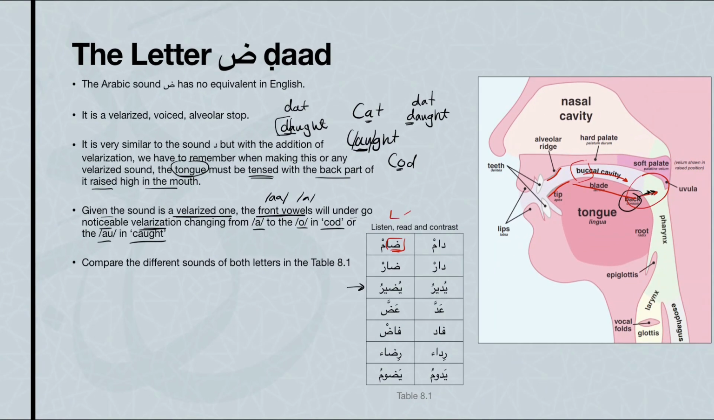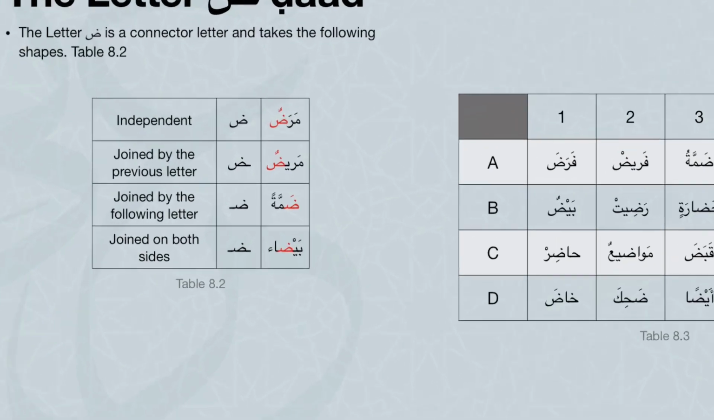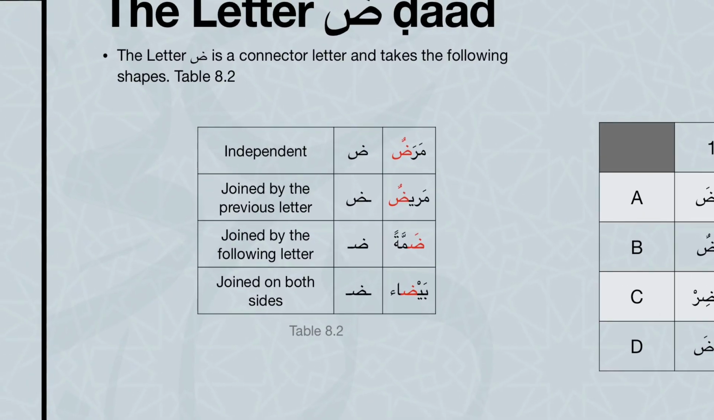So, I guess we can move on to writing the letter Dad. Letter Dad resembles very much its brother, the letter Sad, which is also a velarized letter, but the Dad has a dot. And as we said, it's a connector letter, basically.